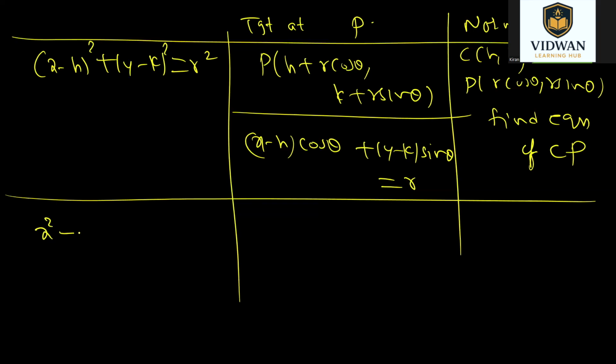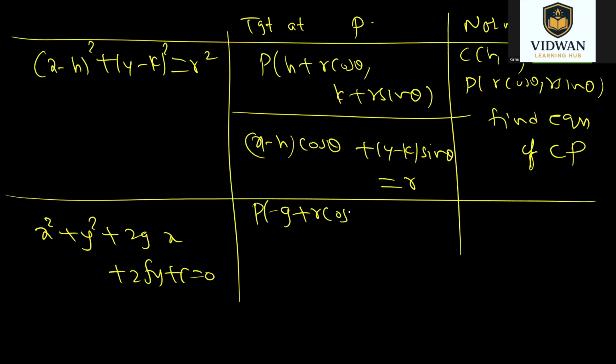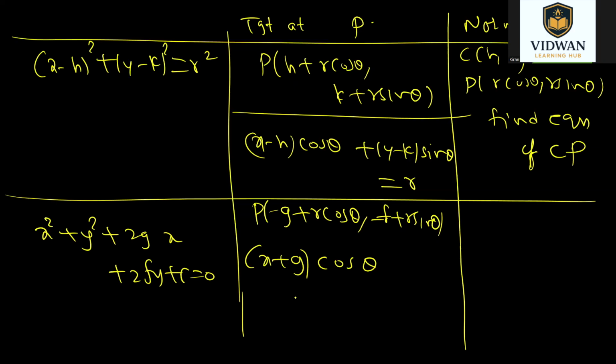Same thing for a general circle. If the circle is given as x square plus y square plus 2gx plus 2fy plus c equal to 0, what would happen to this equation? The point P would be minus g plus r cos theta, minus f plus r sin theta. So the center will be replaced with minus g, minus f. So h is minus g, k is minus f. This would be the point P. And what would be the equation? (x plus g) cos theta plus (y plus f) sin theta equal to r is the equation.